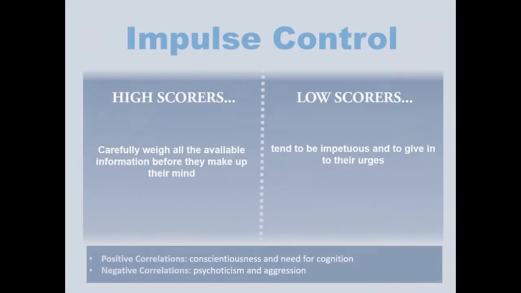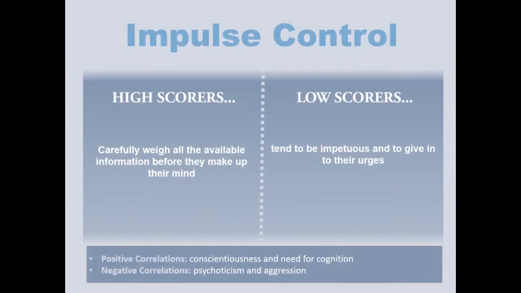This slide shows some correlates and characteristics of high and low scores on impulse control. Like all trait emotional intelligence facets, both high and low scores on impulse control have advantages as well as disadvantages. For example, individuals with high impulse control may have an inability to handle emergencies or to suffer from what is colloquially known as analysis paralysis.